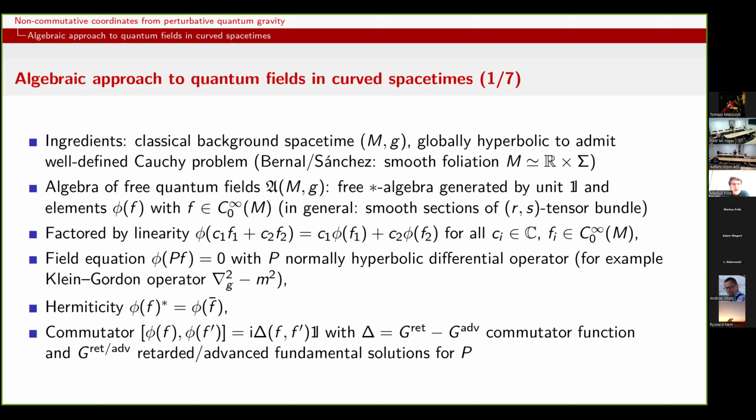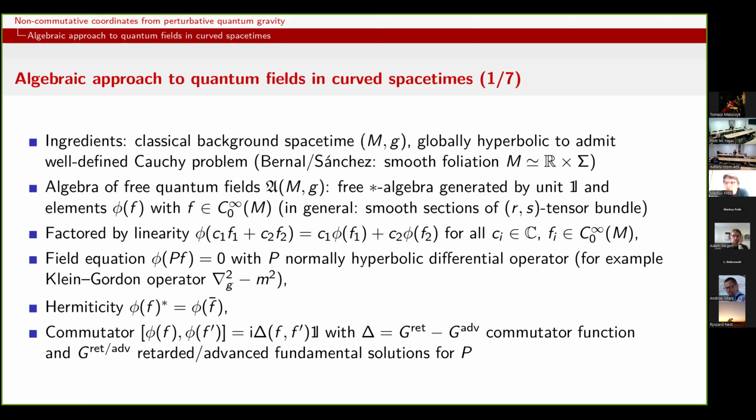On this classical background spacetime, one introduces an algebra of free quantum fields, A of M and g. It's a free star algebra, generated by the unit operator, which does nothing, and elements phi of f, where f are, for the purpose of this talk, smooth complex-valued functions on the manifold. So this would be the algebra of scalar fields. If one has other fields, for example fermions or gauge fields, then these f's would be smooth sections of some tensor bundle. This algebra is factored by various relations.